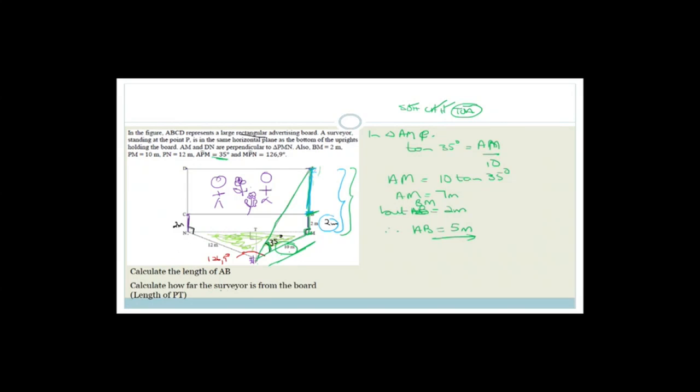Now it says, calculate how far the surveyor is from the board. In other words, they want the length PT. So what do we know? I'm just wondering why they gave us something. We know that this length here is 12 meters, and that this is 10 meters. We know that the whole of this angle is 126.9 degrees. Does that help us? In a sense it does, because we'll be able to work out the whole of this length here.